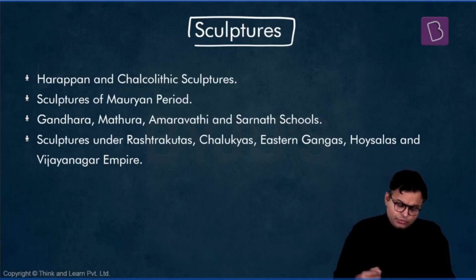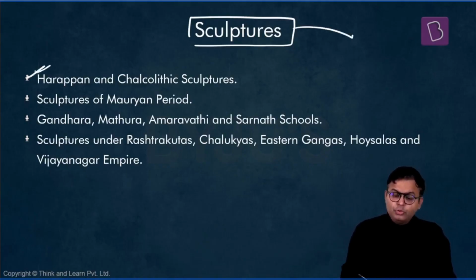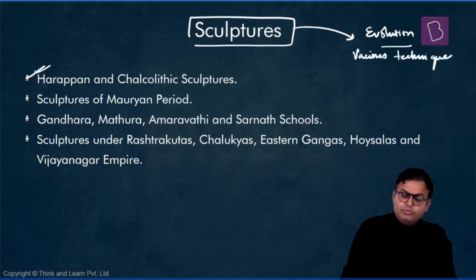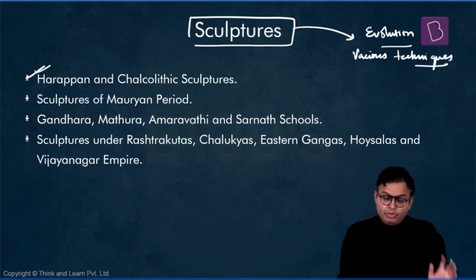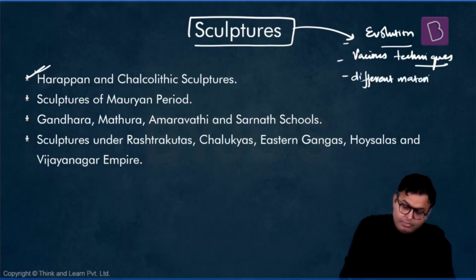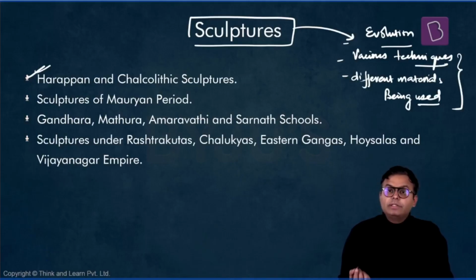This can also be. So we will discuss the evolution of sculptures, and not only the evolution but various techniques. Some of the techniques, we are going to discuss the lost wax method, which exists even today. Not only the evolution and various techniques, but also the different materials being used. We have to understand this.